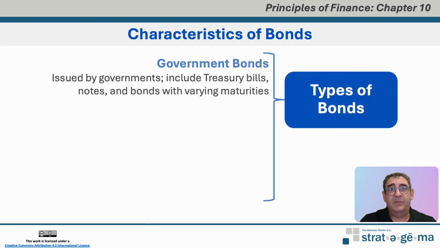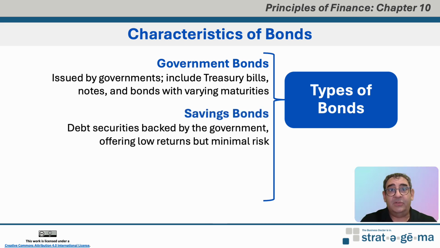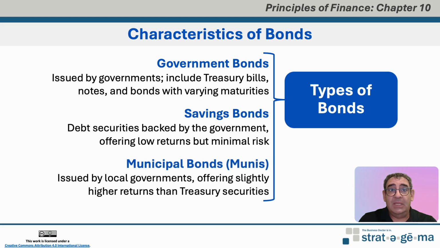So there are a number of different types of bonds. The most common ones are government bonds. Those are issued by, of course, governments. They can include treasury bills, treasury bonds, notes, things with varying maturities. Savings bonds are debt securities backed by governments that offer low returns but minimal risk. You may be familiar with Canada savings bonds, but I checked into that and they're actually not sold anymore. I think they were discontinued in 2017, so can't get those anymore. Municipal bonds, or munis, are issued by local governments and they offer slightly higher returns than federal government treasury securities.